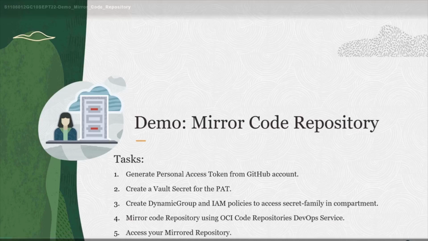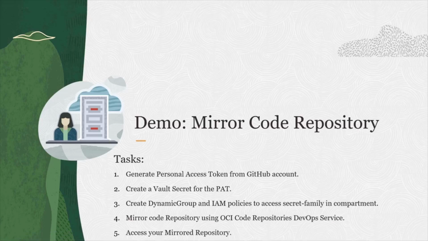The first task would be to create a personal access token from your existing GitHub account. Later, we will be storing that personal access token as a vault secret. We'll also need to create a dynamic group and IAM policies to access the contents of those vault secrets. Then we will be creating a mirror code repository using the OCI code repository DevOps service. And at the end, we will be accessing the mirror code repository.